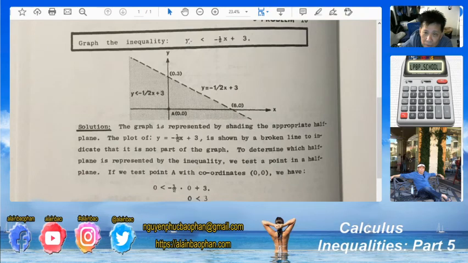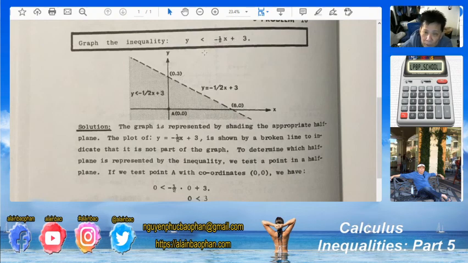You get y equals 0 and x equals 0. Is 0 less than 3? Yes, it's correct, 0 is less than 3. So we know the whole shadow part right here is a solution, part of the solution or the whole solution, we don't know yet, of the inequality y less than minus 1/2 x plus 3.